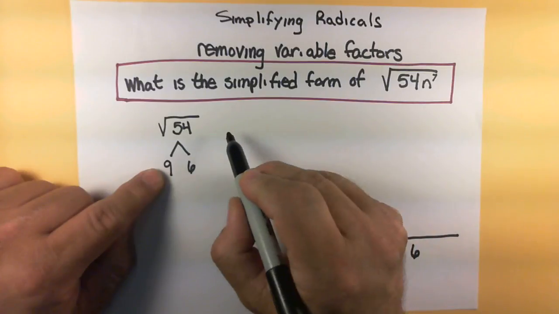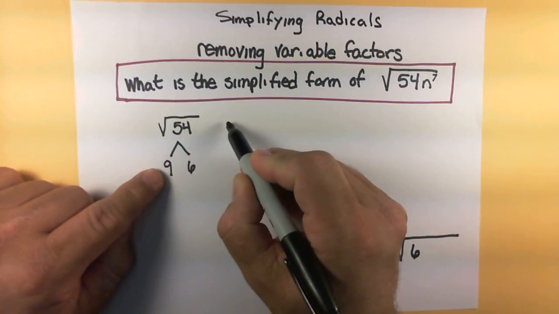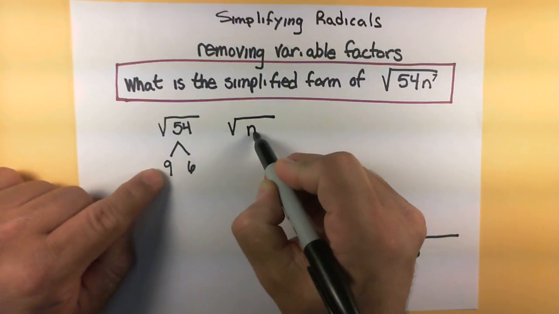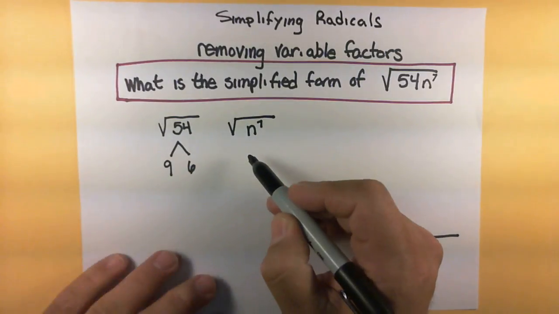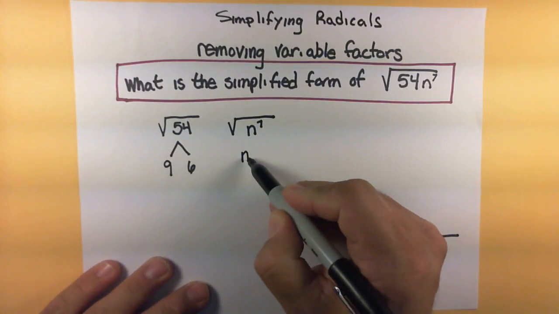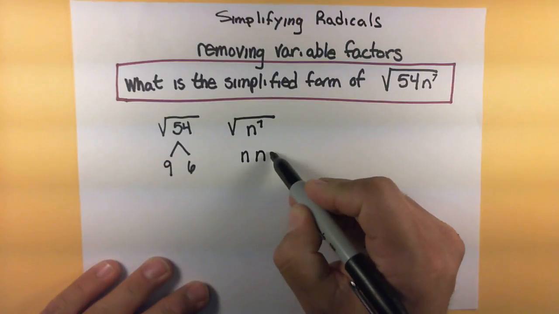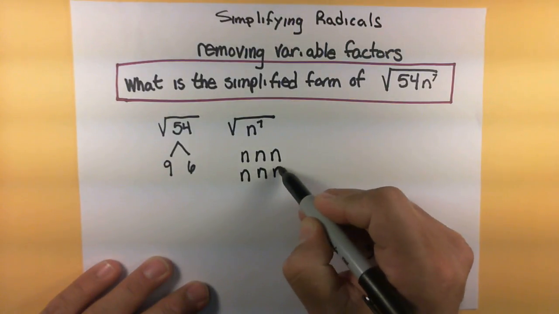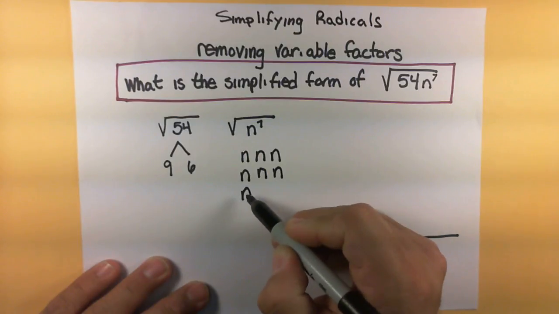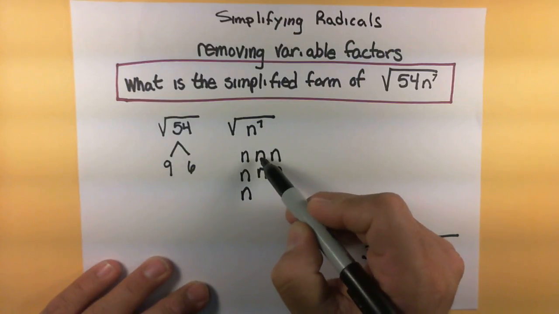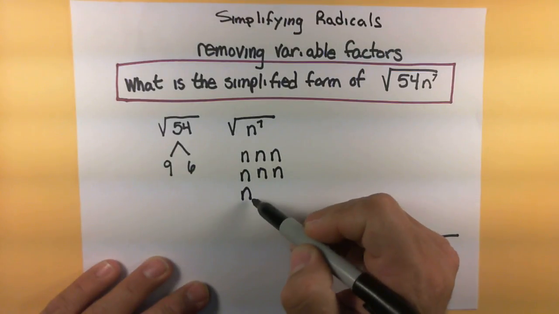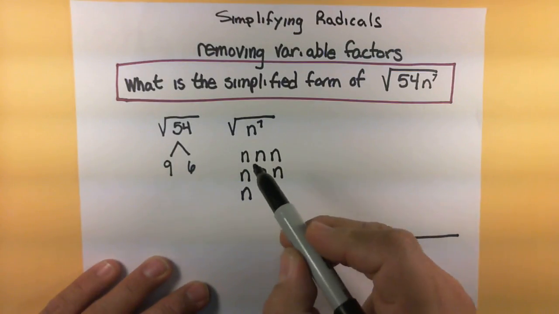Now we have to deal with our n to the 7th. And you can think of n to the 7th as n times n times n times n times n times n, and one last one, n, right? N times n is n squared times n is n to the 3rd, all the way up to n to the 7th. And we're going to do the same thing here.